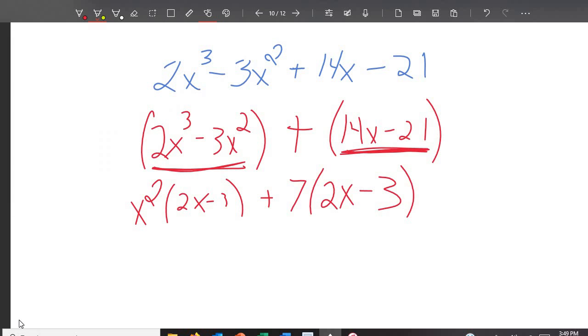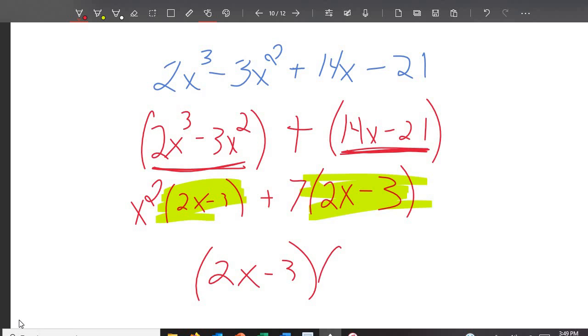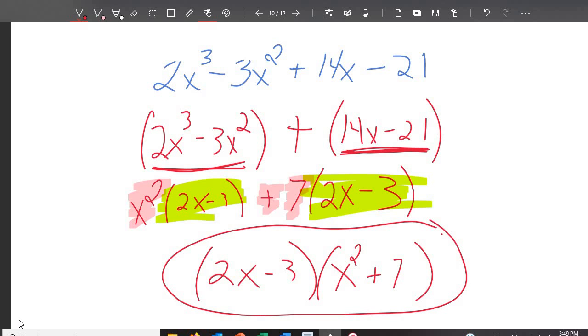Now, here is the binomial GCF. What's going to go in the second parentheses is the x squared, the plus sign, and the 7. And that's my factored answer.